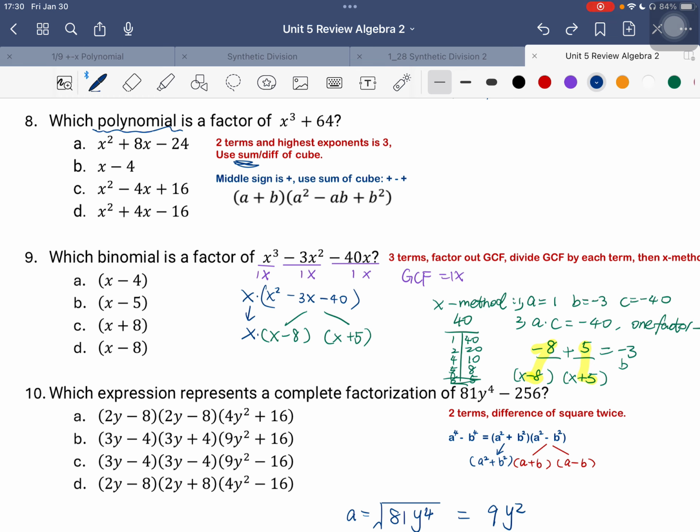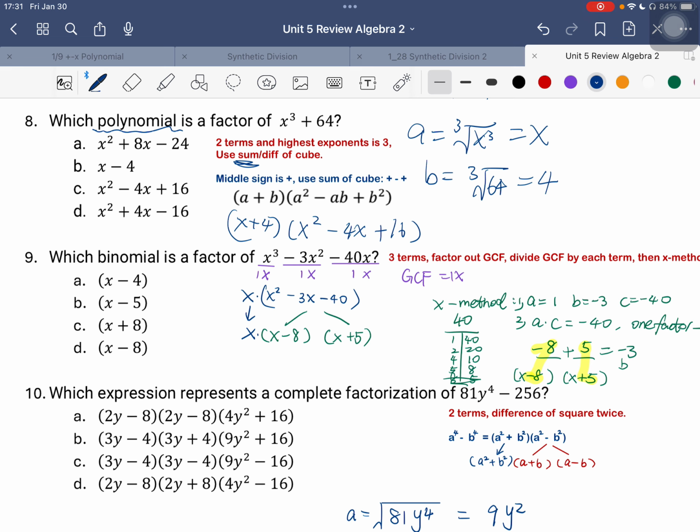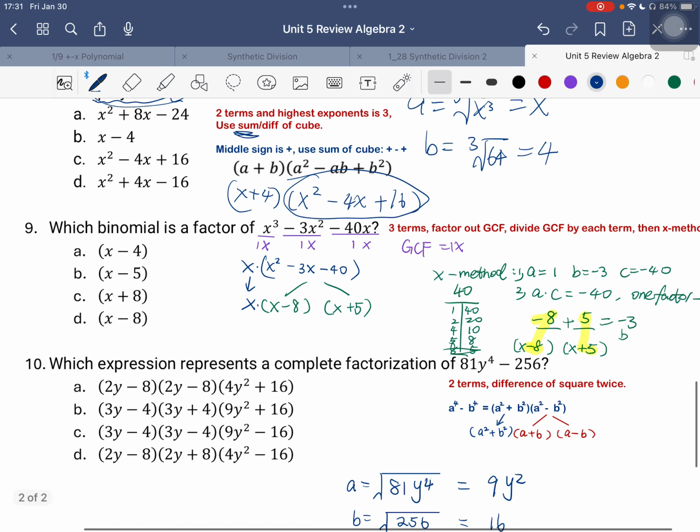A plus B. I need to find the cubic root of x cubed, which is your A, and it is x. Now find the B. Cubic root of 64. Okay, it is 4. Now all I need to do is plug in x plus 4 for the first parentheses, and for the second parentheses, x squared minus 4x plus 16. Okay. It's asking for the polynomial. The only polynomial is these 3 terms.